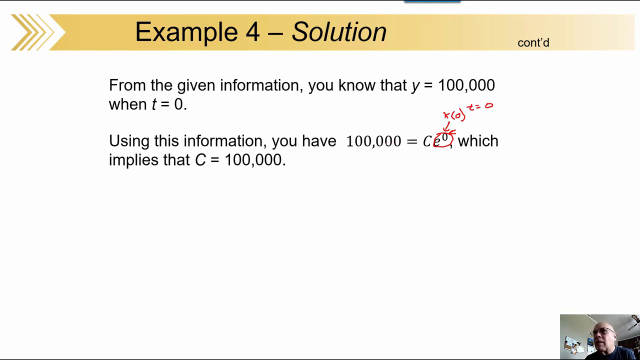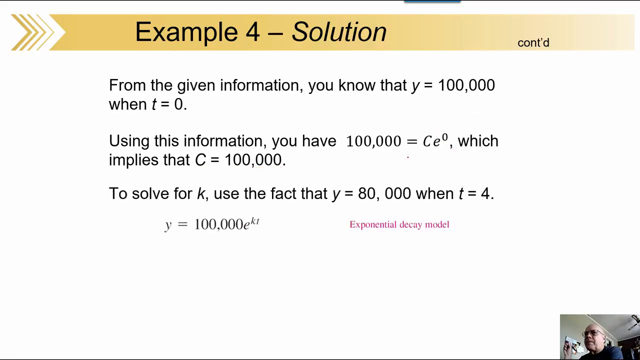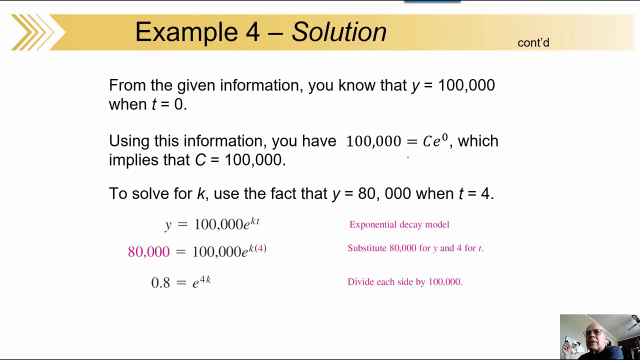We've got one of our important parts to the model. C equals 100,000. So right now our model looks like this: 100,000 e to the k t. If we got k, we'd have our model, and then we could solve our problem. So there's our model without the k, or with the k, but unknown. Put the second set of conditions in.